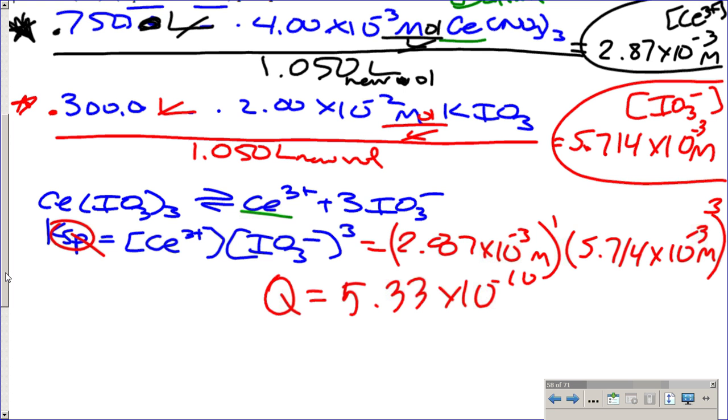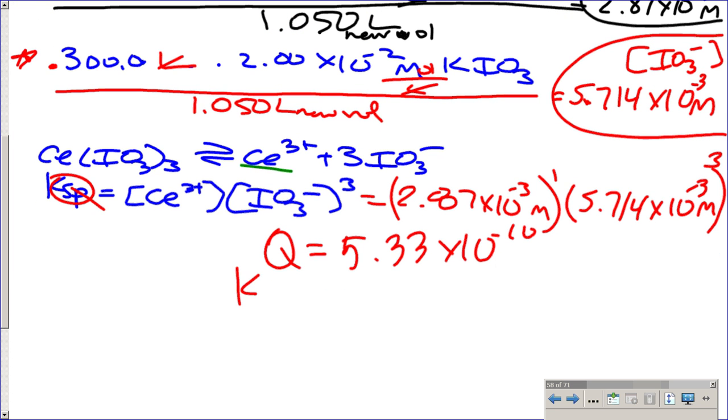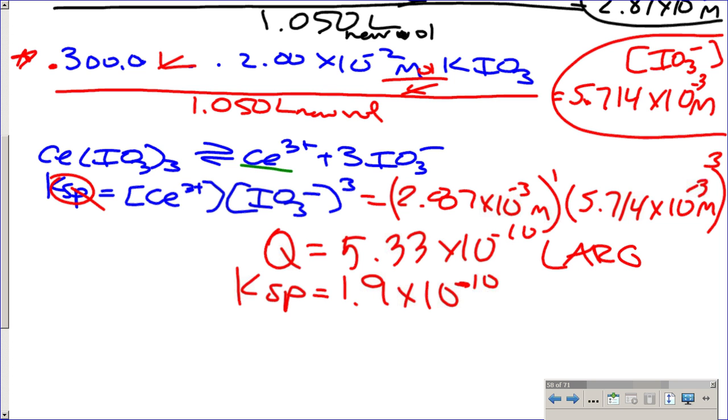And you can't see it, so I'll write the KSP out. The KSP was 1.9 times 10 to the negative 10. Is Q greater or less than? They're both 10 to the negative 10, so that's not helpful. So which initial number is greater? Right. So this is larger. All right. So Q is greater than KSP. Right. It is supersaturated. What happens when it's supersaturated?